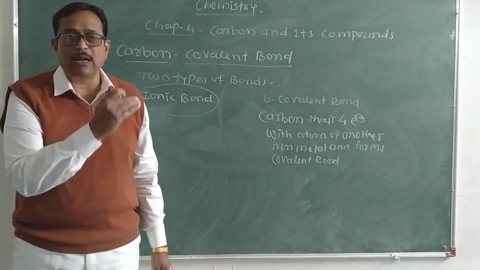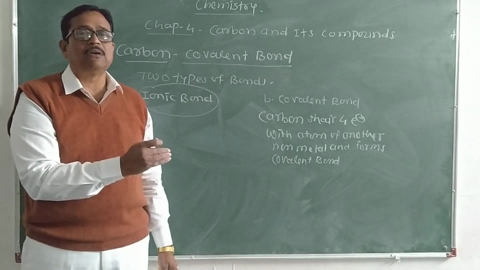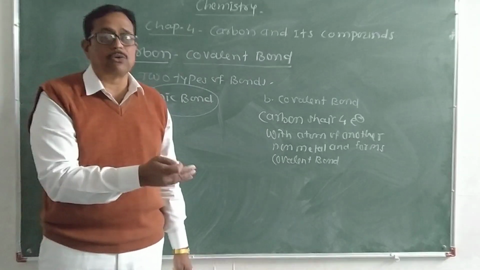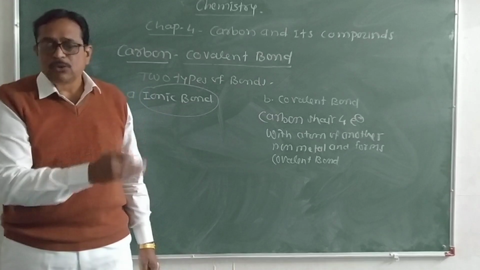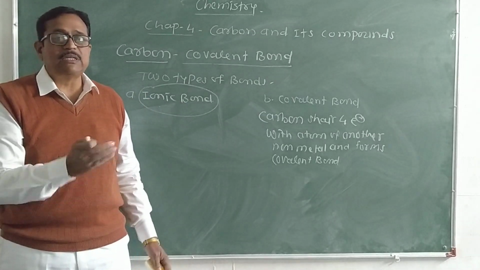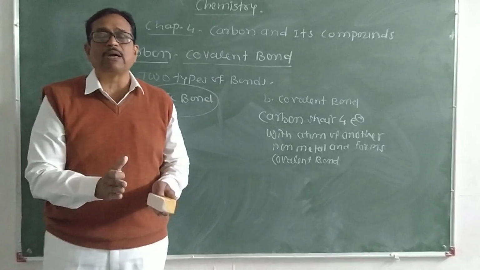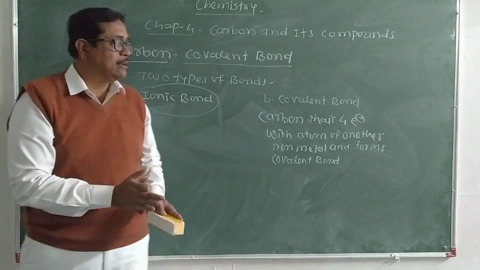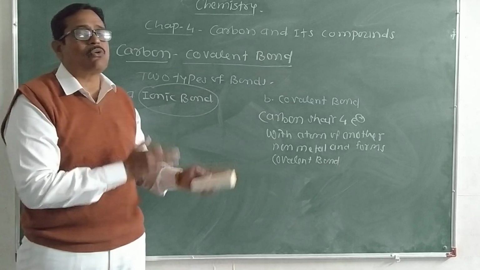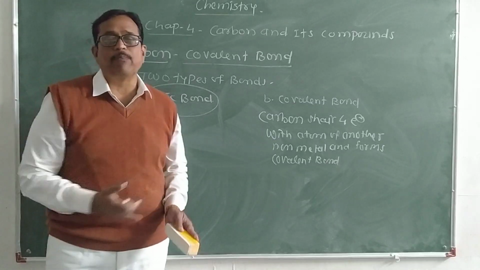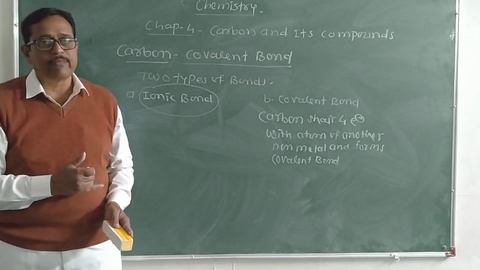Just like carbon and hydrogen, carbon and nitrogen. For example, 2 atoms of hydrogen, 2 atoms of nitrogen, 2 atoms of oxygen: in this way the molecule gets formed, and the molecule only contains atoms of non-metals. That bond is called a covalent bond, and such compounds are called covalent compounds.